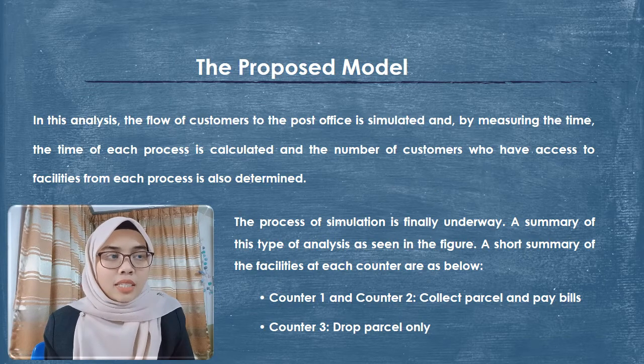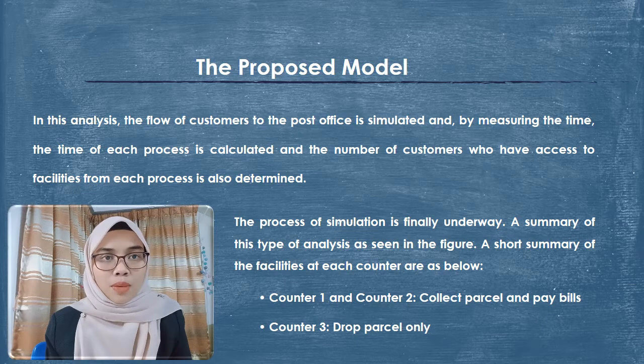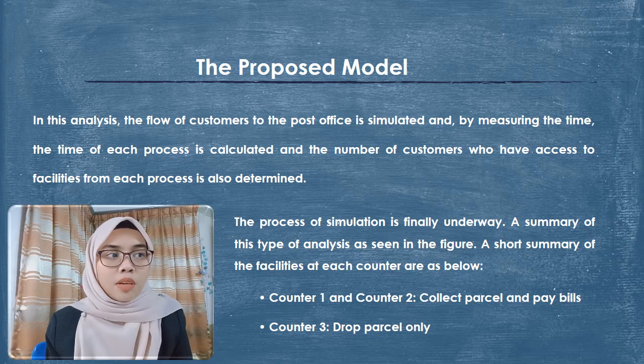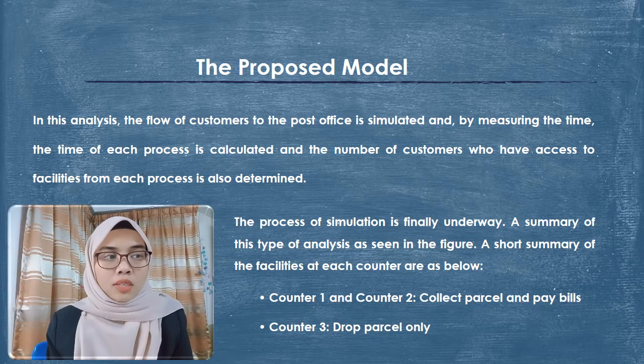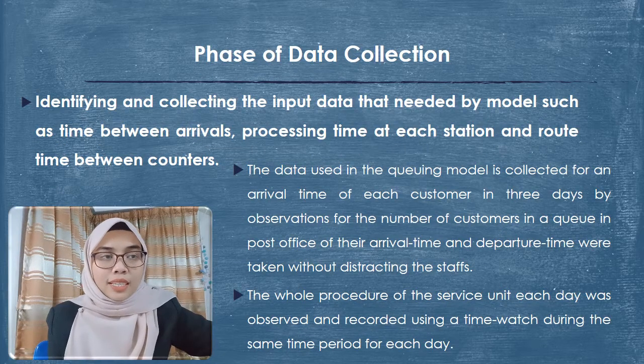The proposed model. In this analysis, the flow of customers to the post office is simulated, and by measuring the time of each process is calculated and the number of customers who have accessed the facilities from each process is also determined. The process of simulation is finally underway. A summary of this type of analysis is seen in figure 2. A short summary of the facilities at each counter is as below. Counter 1 and Counter 2 are for collecting and paying bills, and Counter 3 is for dropping parcels only.